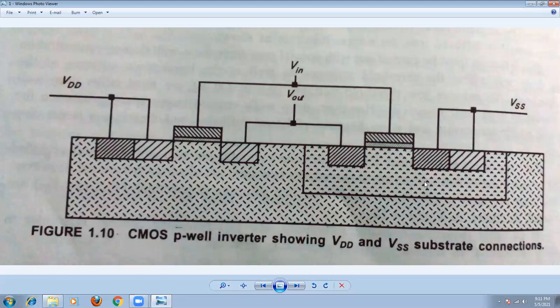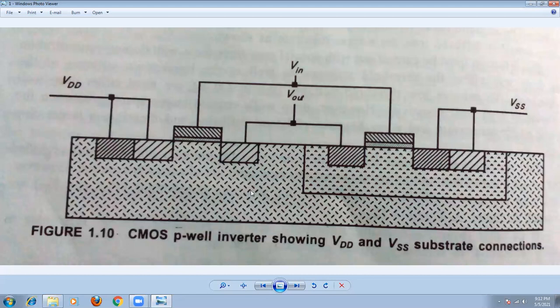Similarly, this is the well structure. What type of well is here? This is the P well, that means it is the P-type semiconductor. On the P-type semiconductor, we are going to fabricate an N-type layer. We are going to deposit heavily doped N-type material like this, and this is also N-type material. At the same time, we are going to connect the source to the ground, that means the VSS terminal, and the drain to the VDD terminal.